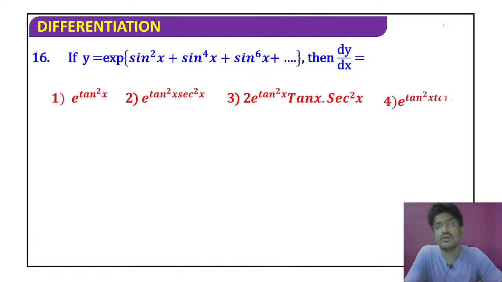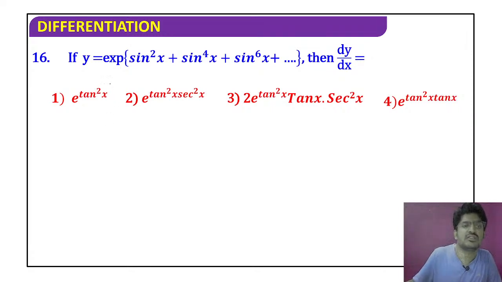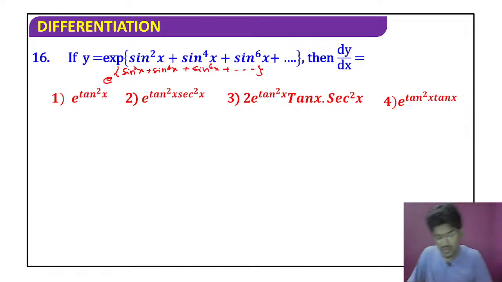So now, already I have explained, this is nothing but e. Exponential means e. Okay, e power sin square x plus sin raised to 4 x plus sin raised to 6 x plus so on. So quickly give me the hints for this. How can we simplify? Quickly give me the hints so that I can use the hints given by you and I will solve it.